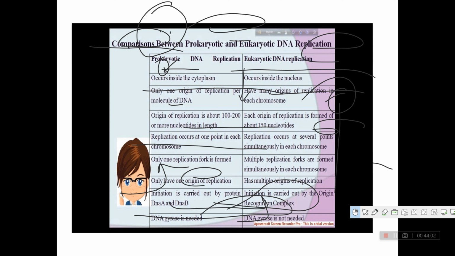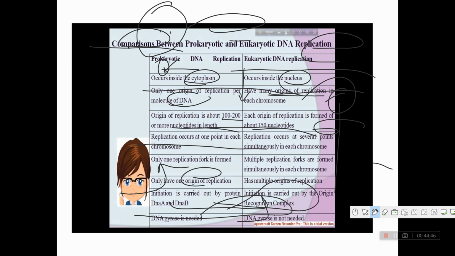This is the difference between prokaryotic and eukaryotic DNA replication. In prokaryotes, DNA replication occurs in the cytoplasm; in eukaryotes it occurs in the nucleus. In prokaryotes, only one origin of replication is present. In eukaryotes, many origins of replication are present. The origin of replication is about 1200 or more nucleotides in length in eukaryotes, and in prokaryotes about 150 nucleotides. Replication occurs at one point in each chromosome in prokaryotes; in eukaryotes, it occurs at several points.